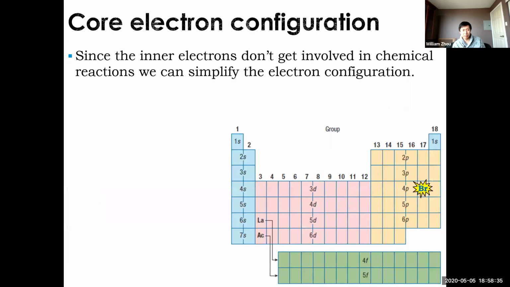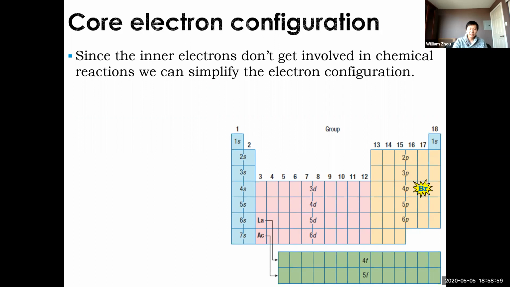The core configuration. All right, so the idea is this. The valence electrons are the ones that we care about. The inner electrons, they do nothing, okay? They just sit there. They don't ever participate in any chemical reactions whatsoever. So why do we bother writing them out, right? So why don't we just abbreviate that somehow?